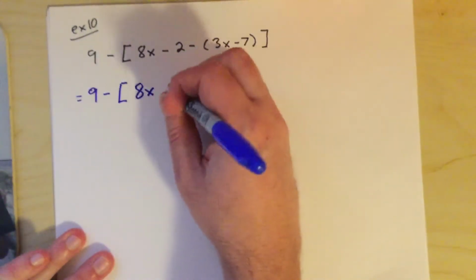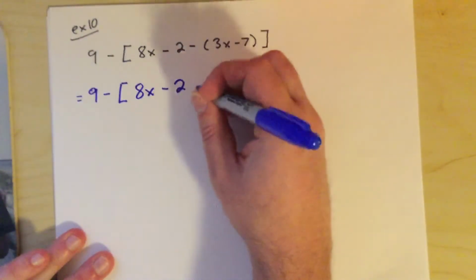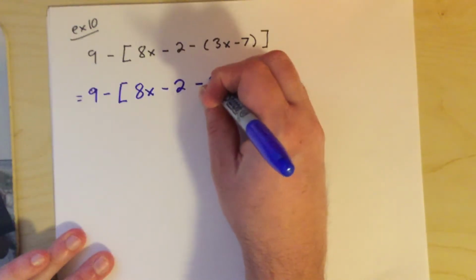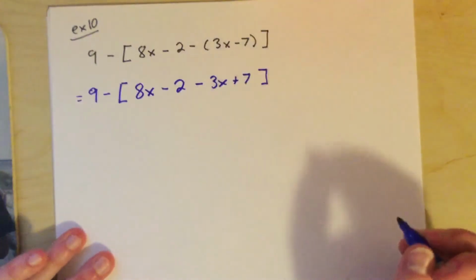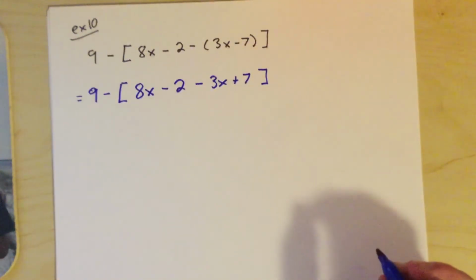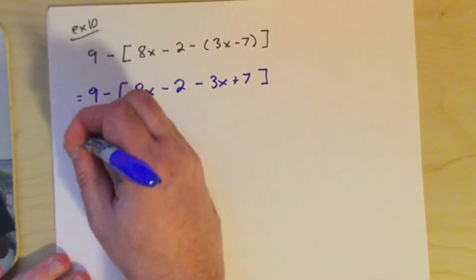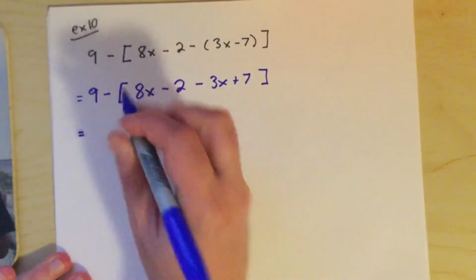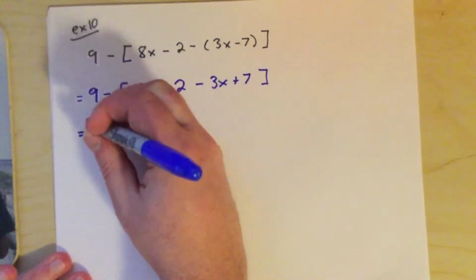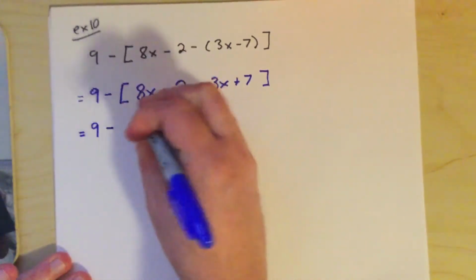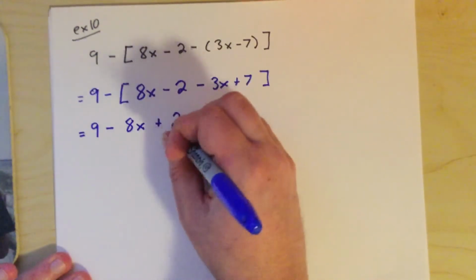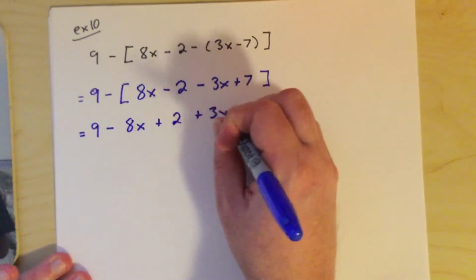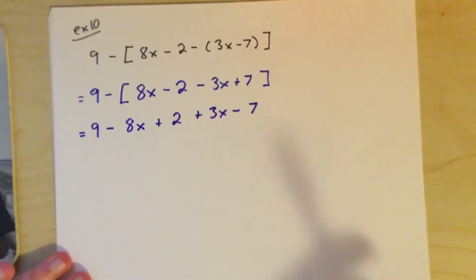So it becomes 8x minus 2. There's a negative in front of that, so that becomes minus 3x plus 7. And you can collect like terms or not collect like terms. I'm not going to collect like terms here. Now there's a negative in front of this bracket, so everything inside of it changes. So it's going to be 9 minus 8x plus 2 plus 3x minus 7.